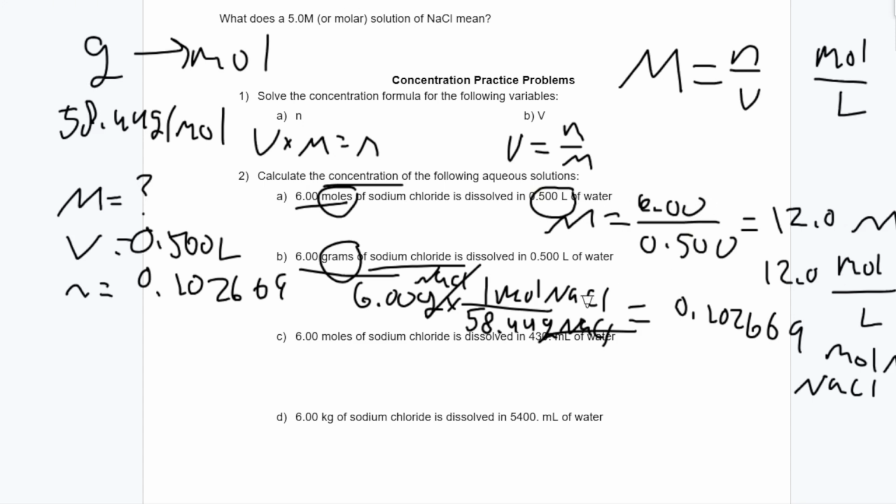And so now I'm doing the same thing that I did in the prior question, except with my formula. I'm going to put this down here in the corner. My concentration is equal to my moles, 0.102669, divided by my volume, which is still 0.500. I can put this into a calculator.